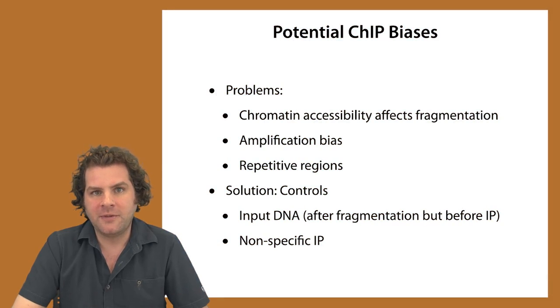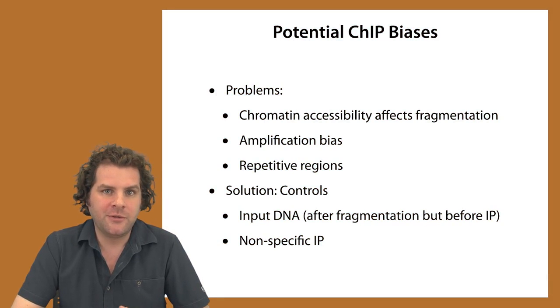So in doing ChIP-seq analysis, it's important to think about biases that can affect your results. There are a number of issues, such as issues with chromatin accessibility that are going to affect how your DNA gets fragmented, issues with amplification, and repetitive regions, which are going to be difficult to map back to. And so it's very important in a ChIP-seq experiment to use some kind of control.